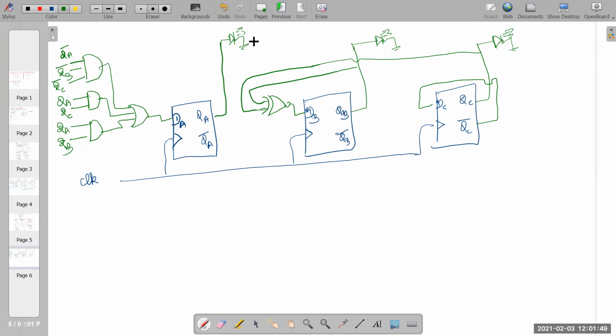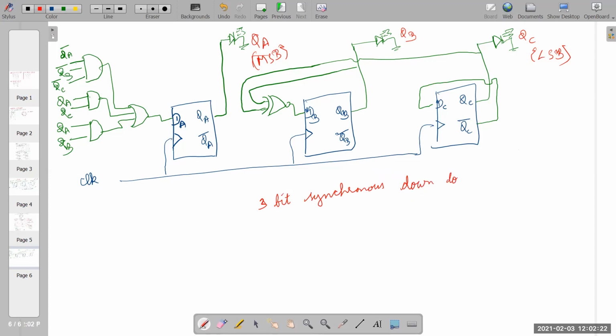Okay, so this is your QA, QB, QC. This is your LSB. This is your MSB. If you wish, you can go for preset and clears. Connect out to 5 volt. So this is your 3-bit synchronous down counter.